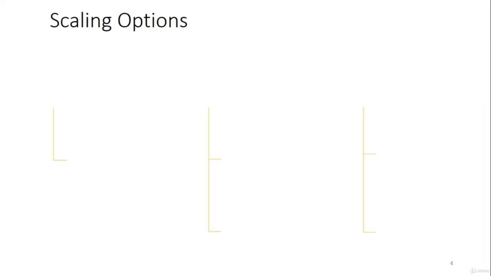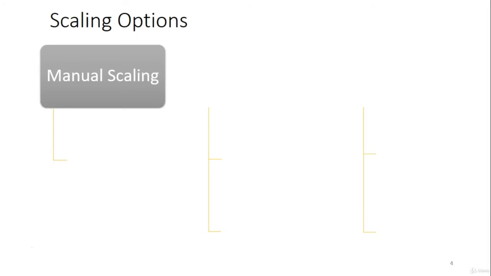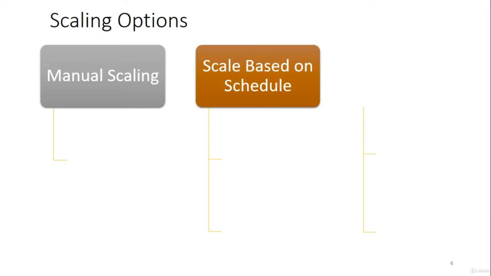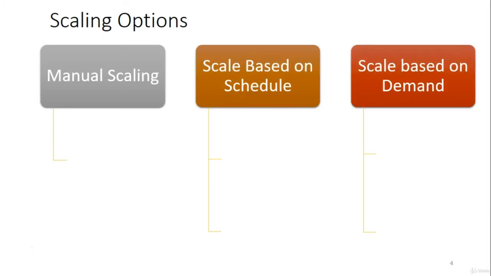So what are the scaling options? Manual scaling, scaling based on a schedule, and scaling based on demand. Manual scaling is simply logging into the AWS console and changing the size of an existing auto scaling group. So this is the simplest one.